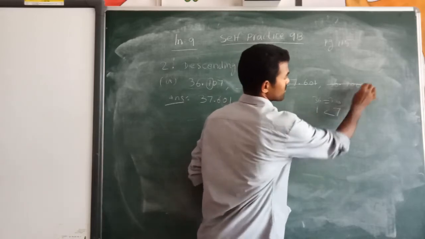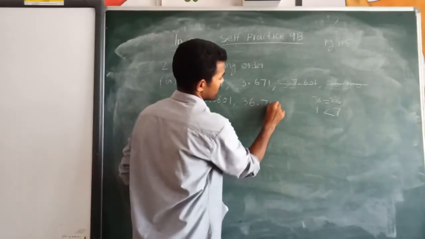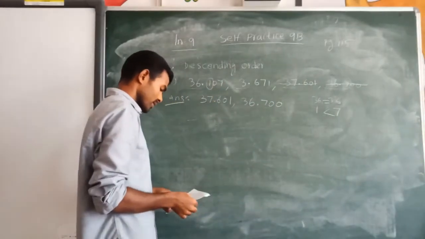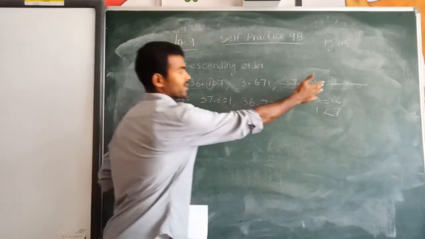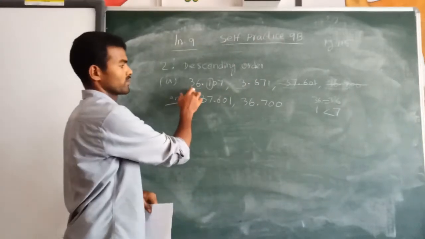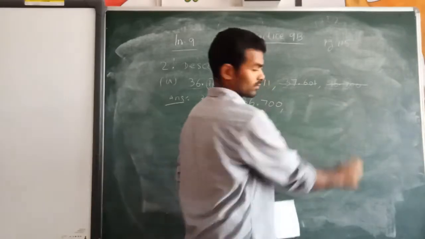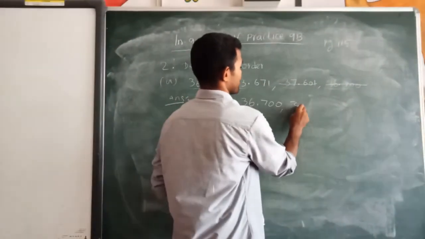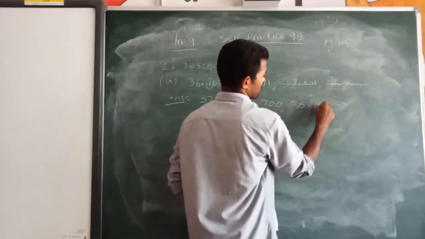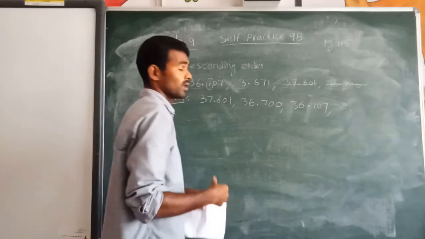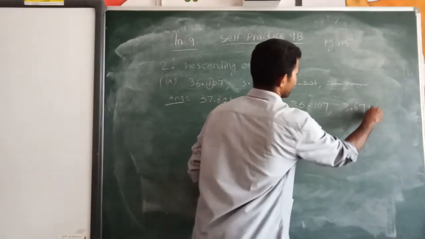36.700. Yes, so this is the biggest number, and the next smaller number is this one, 36.107. Last smallest number is 3.671.